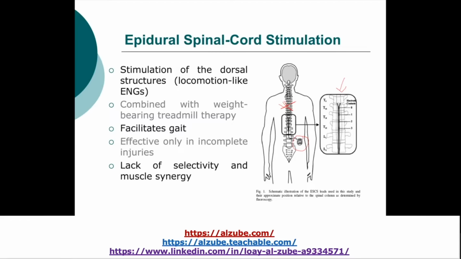And the other thing that it lacks is muscle synergy, which means that if you have a muscle group consisting of multiple muscles that work together in synergy, this cannot be done when we have epidural spinal cord stimulation. Still, it is successful in facilitating gait for people with incomplete injuries. All right, so this is the first instrument, device, or tool that we use to help restore locomotion.